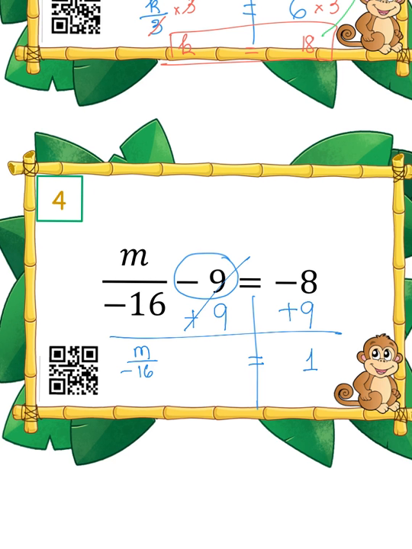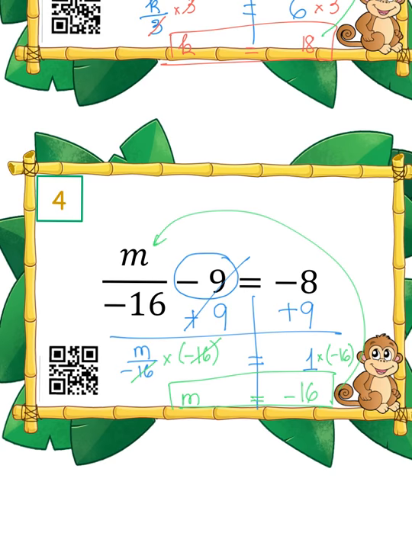m divided by negative 16. So what is the inverse of division? Multiplication. So I'm going to multiply by negative 16 on both sides. Negative 16 divided by negative 16 is 1m. 1 times negative 16, the answer is negative 16. Positive multiplied by a negative, your answer is negative. Again, if you want to check the answer, plug negative 16 into the m to check whether it is correct or not.